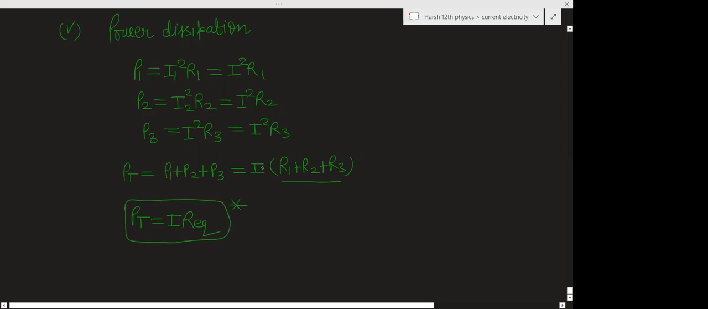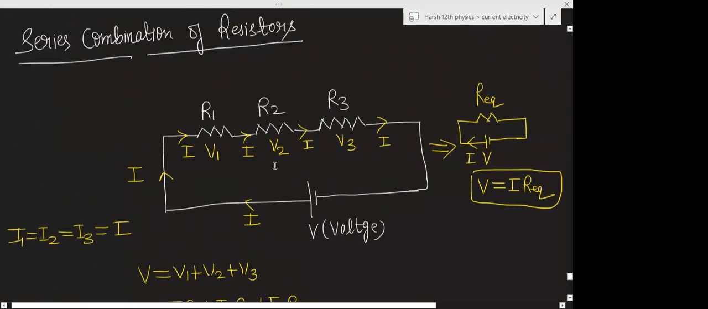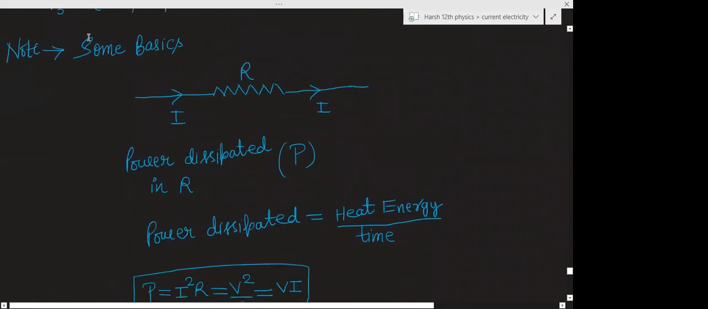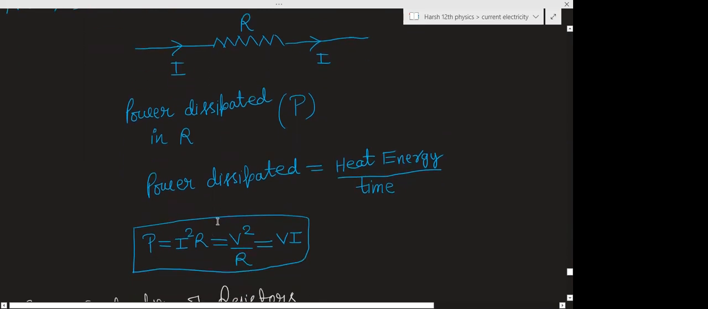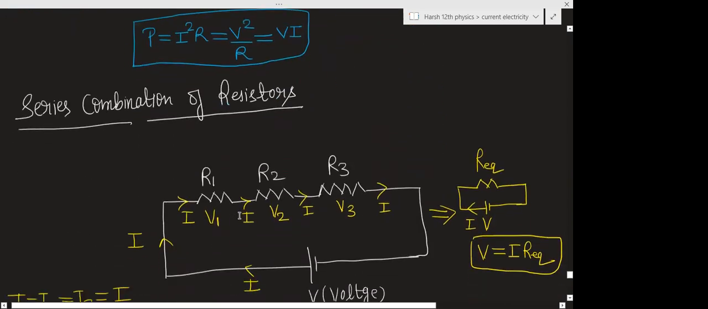Okay. Have you got this point or not? Yes, sir. Got it. I have told you earlier this. If you want to calculate the power dissipation across a resistor, then you will use this formula, either this formula or that one, and I have used this formula.